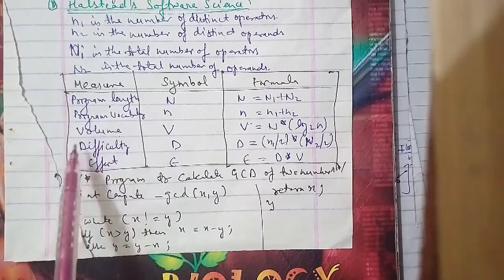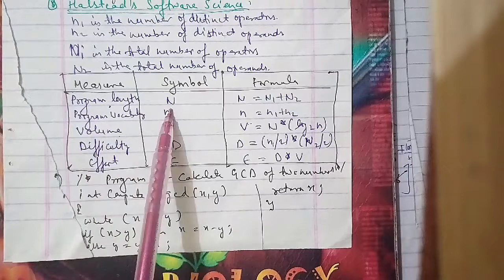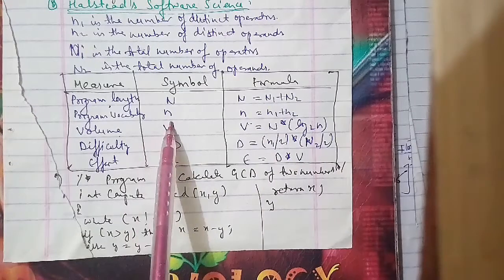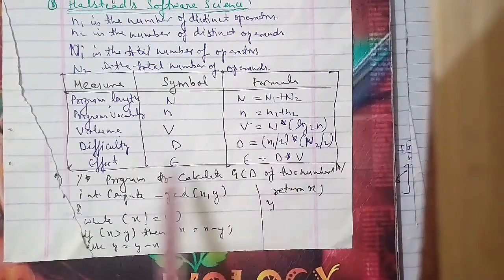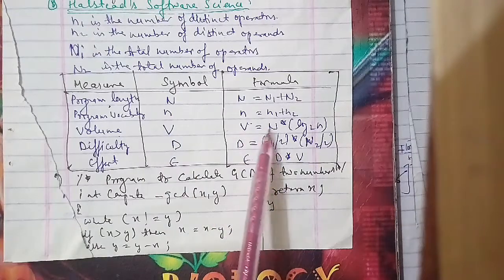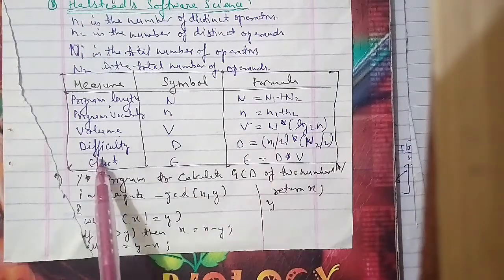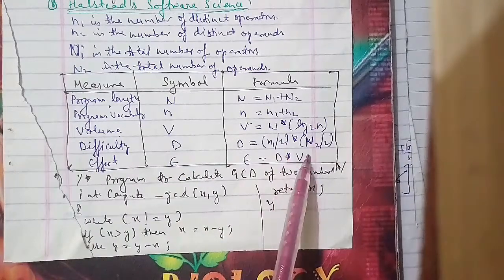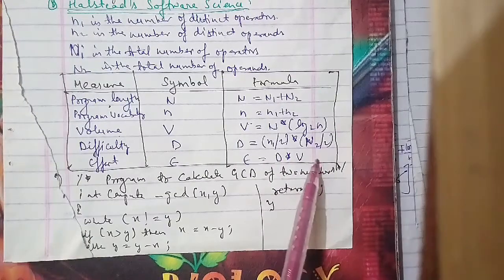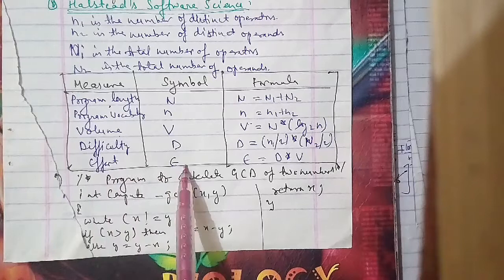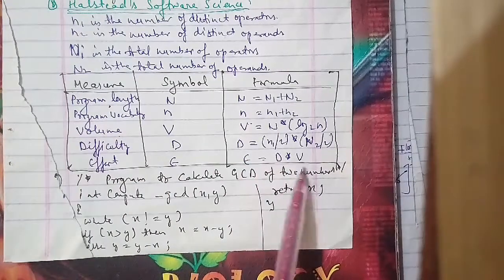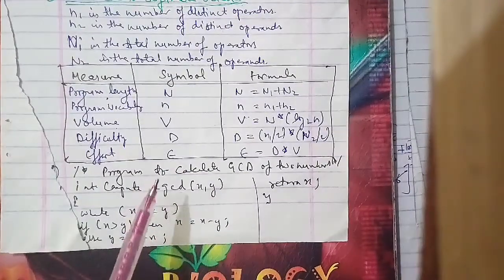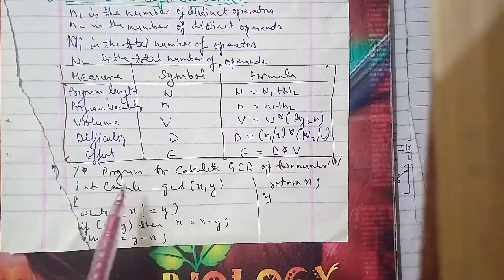Now we'll go ahead with the question. For the following C program, estimate the Halstead length and volume measures of size with LOC measures. The program calculates the GCD of two numbers: int compute GCD (x, y) { while (x != y) { if x is greater than y, then x = x minus y, else y = y minus x } return x }. This has been asked for 10 marks, so let's solve it.